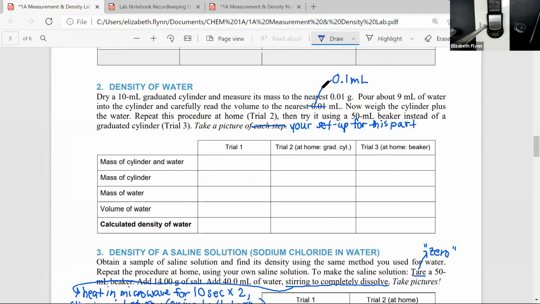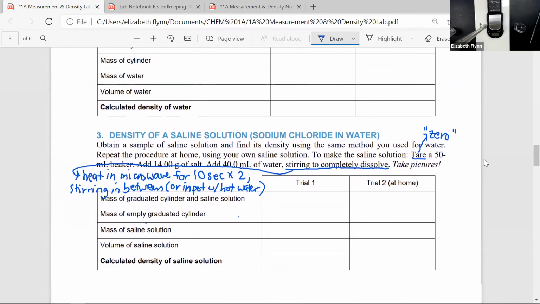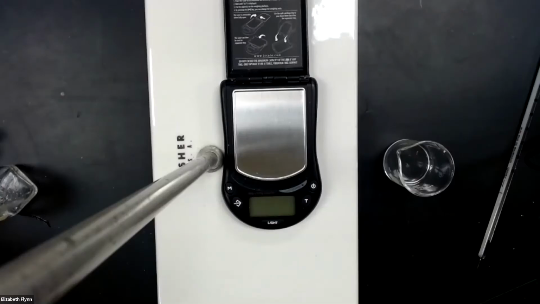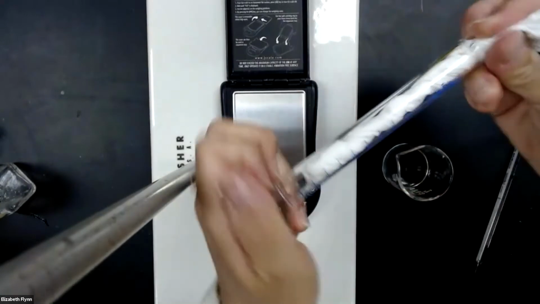And what did we do? We dried a 10 mil graduated cylinder. We measured its mass. We poured about 9 mils of water. But again, this time in part 3, you're not going to add water. You're adding your saline solution. And then you'll get the volume of the saline solution and then the mass of the solution plus the cylinder. All right, so I'm drying out my cylinder.